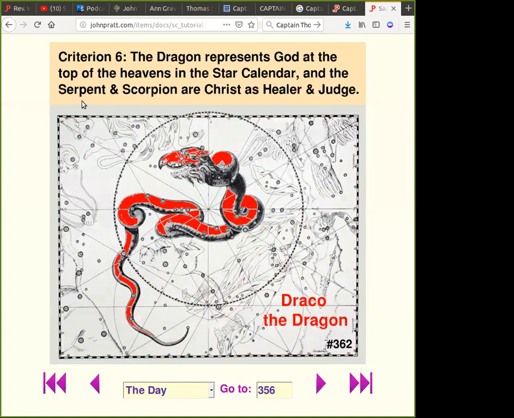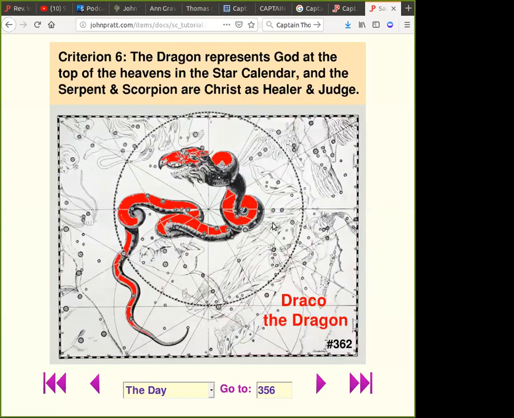Criterion 6. The dragon represents God at the top of the heavens in the star calendar, and the serpent and scorpion are Christ as healer and judge. The serpent-type constellations are on the earth or above the earth. The ecliptic represents the earth, and the part north of the ecliptic represents heaven.